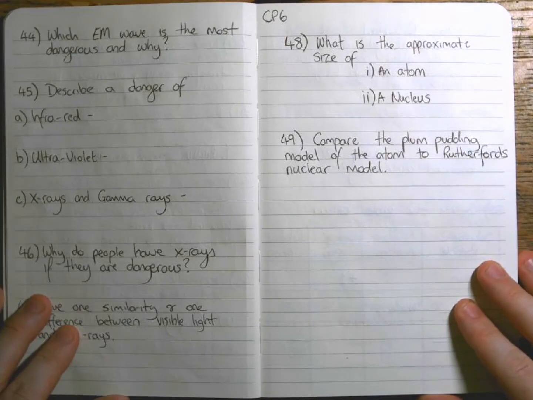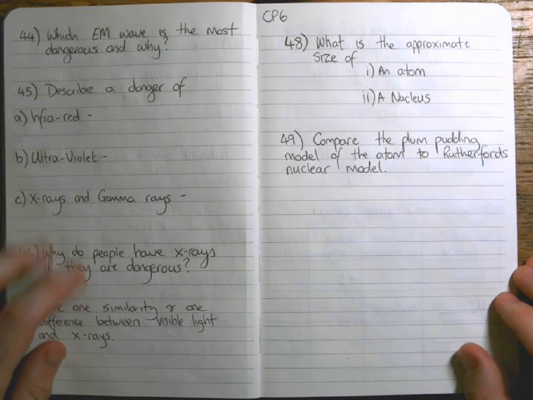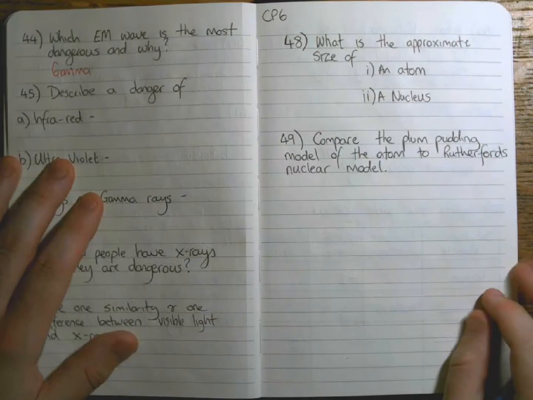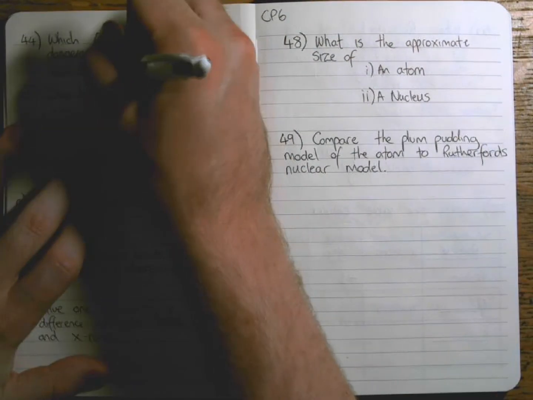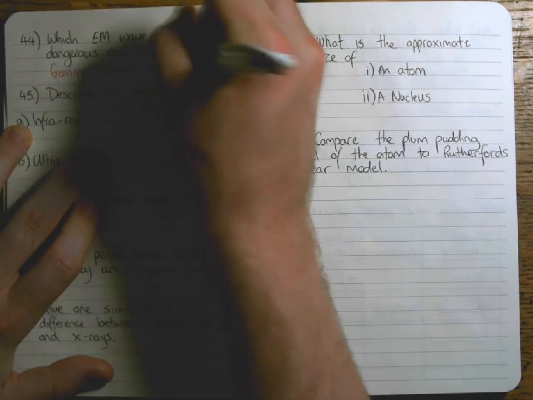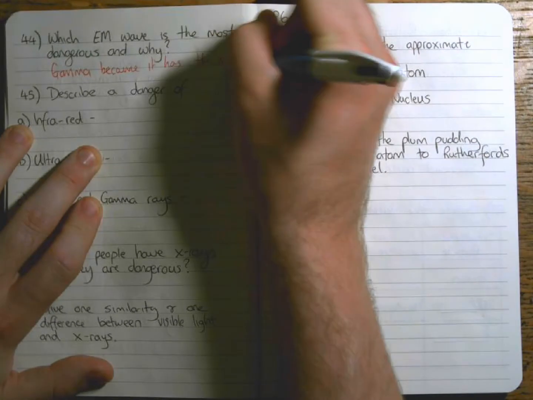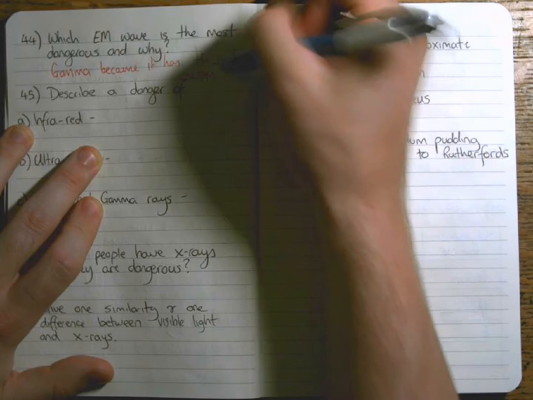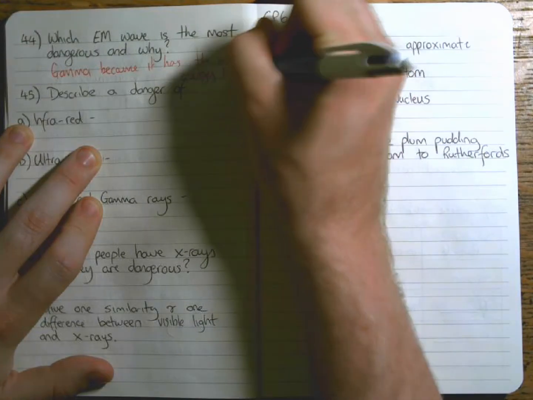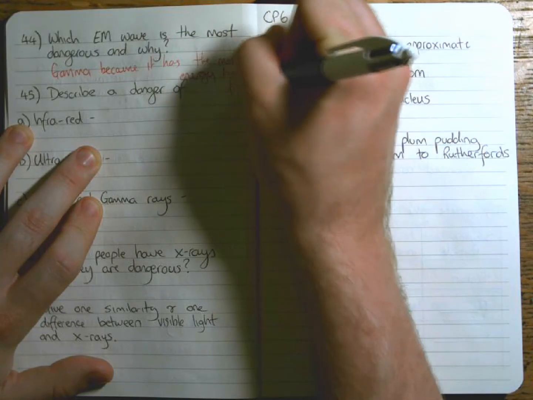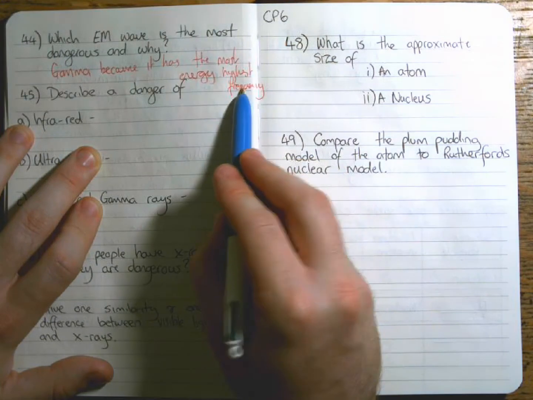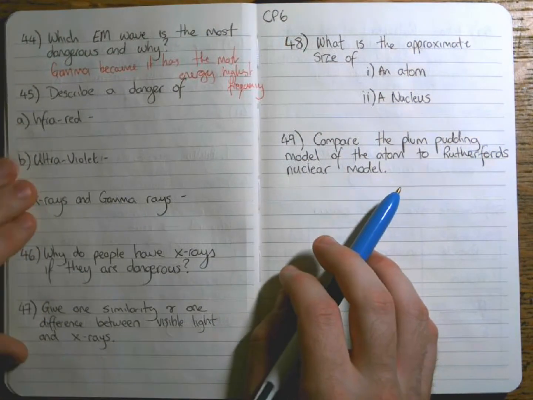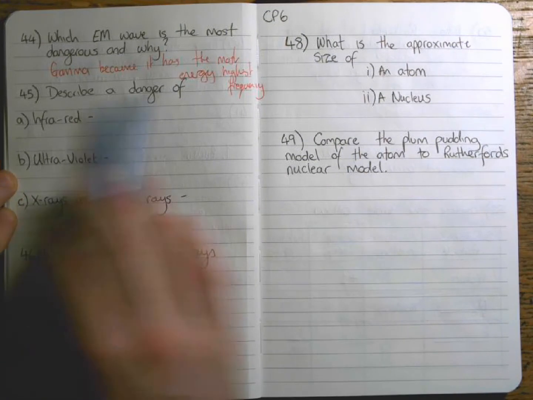Okay, next. Which electromagnetic wave is the most dangerous and why? Hopefully we've now picked up that gamma is the most dangerous because it has the most energy. We could also say it's got the highest frequency. Because it's got the highest frequency, that means that it has the most energy.